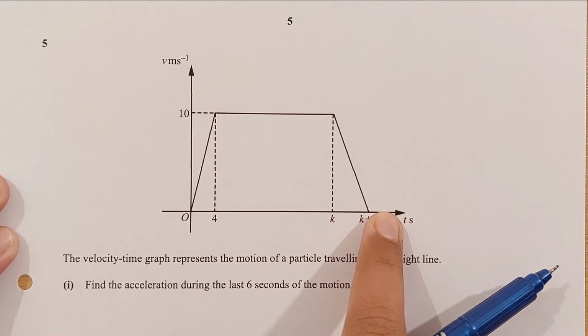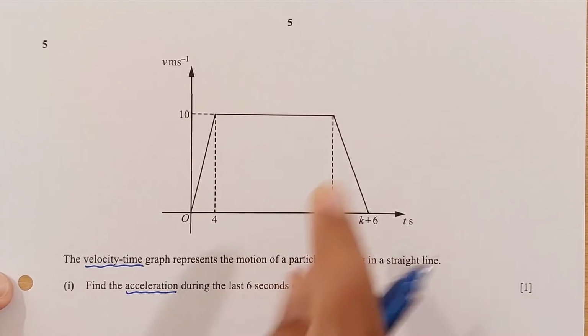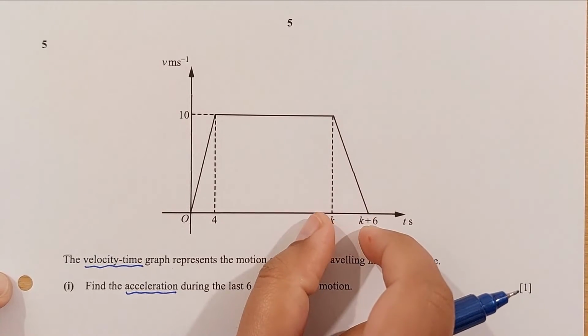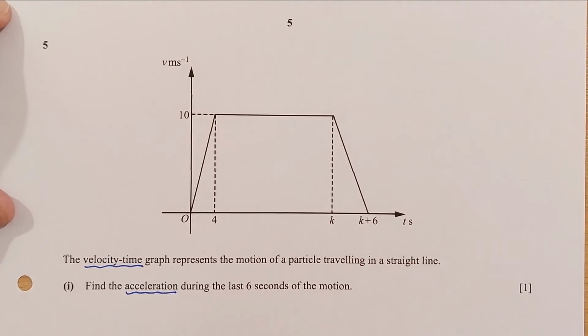These are the last 6 seconds of the motion, right? So in the velocity time graph, acceleration is the gradient. So these are the last 6 seconds. So the gradient is change in y values over change in x values. So this is 10, 0 to 10, and this we have 6 seconds, right?